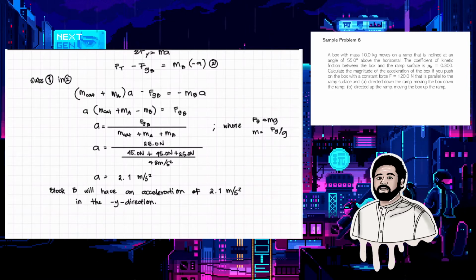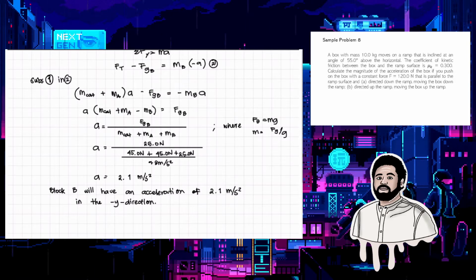A box with mass 10 kilograms moves on a ramp that is inclined at an angle 55 degrees above the horizontal. The coefficient of kinetic friction between the box and the ramp surface is 0.300. Calculate the magnitude of the acceleration of the box if you push on the box with a constant force that is 120 newtons that is parallel to the ramp surface.